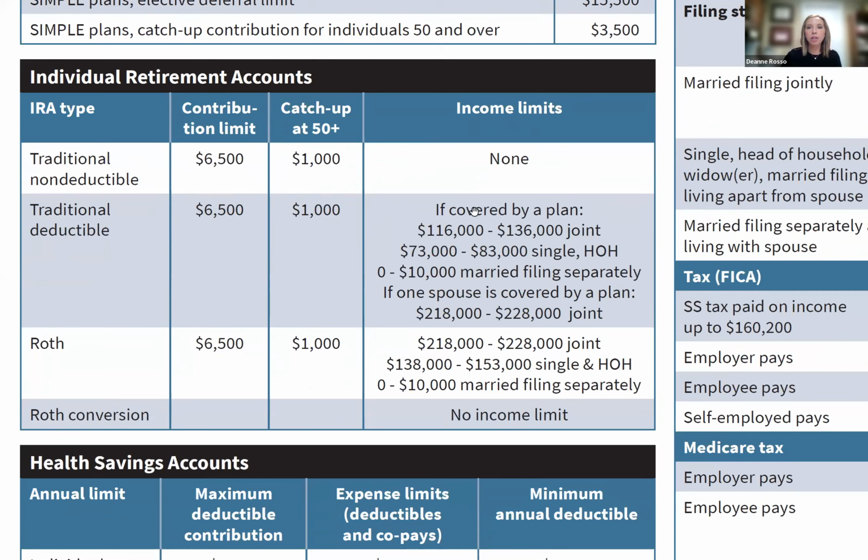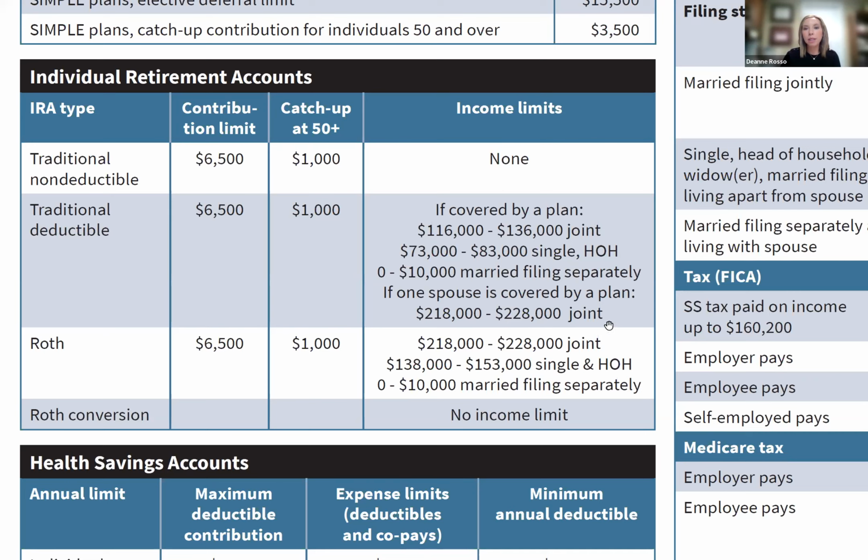And there are some stipulations to that. If you're covered by a retirement plan, then you actually have a lower income limit to be able to contribute to a traditional IRA. But if you don't have a retirement plan at work, there is no income limit. So that is a really nice benefit for those who may not have access to a retirement plan at work, that you can put $7,500 in a traditional IRA to help yourself save for retirement.